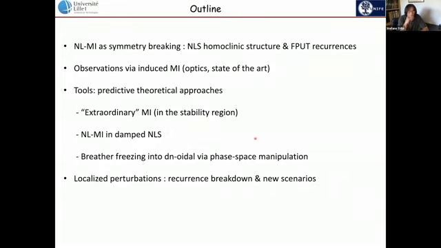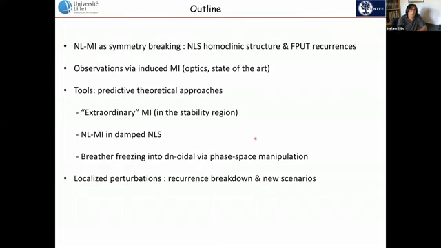And okay, so here is the outline, essentially talking about focusing NLS and the nonlinear modulation instability. So essentially, we look at the problem as a symmetry breaking phenomenon, and essentially, I'm talking about the nonlinear Schrodinger equation homoclinic structure, DMI, and if you wish, the underlying Fermi-Pasta-Ulam recurrence.